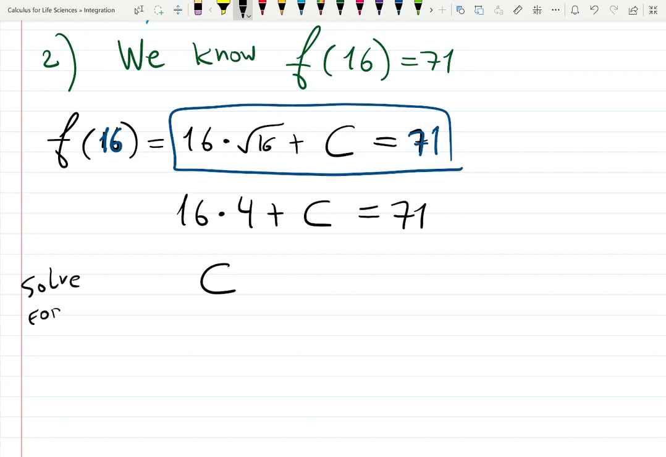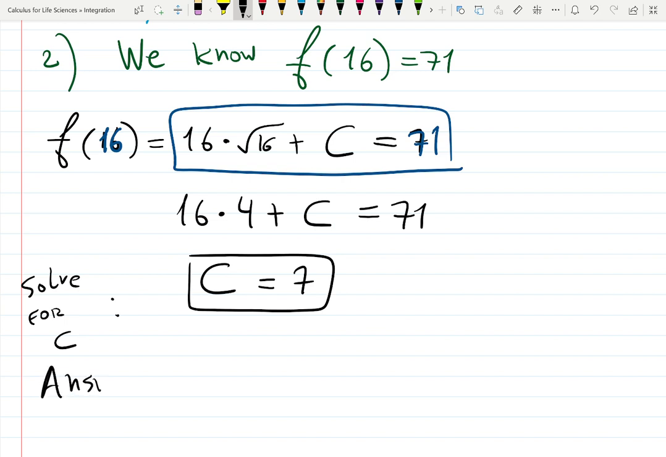Solve for c. And c is 71 minus 64 is 8. Yeah? No? 7? Yeah, thank you. I was pretty close. C is 7. Answer. f in general is 16 square root of x plus c, which is 7.